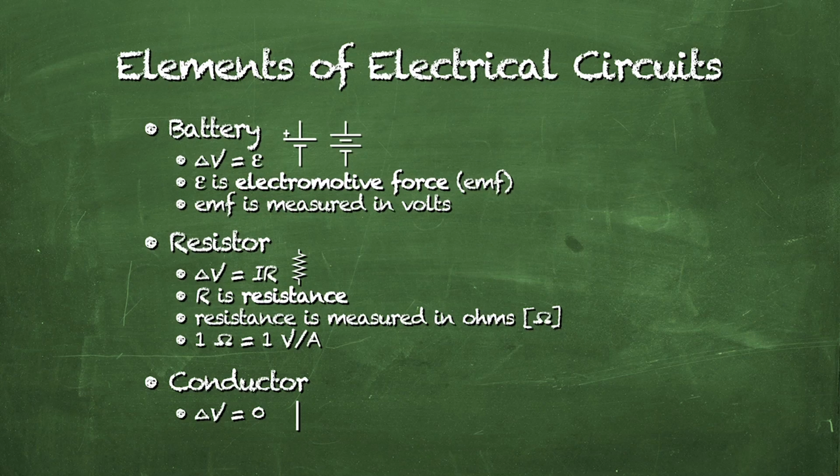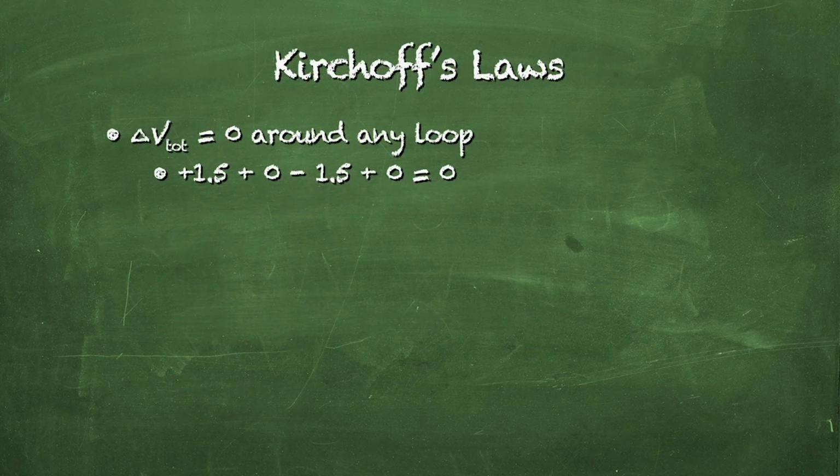Now let's talk about our fundamental equations for electrical circuits. There are 2 of them, known as Kirchhoff's laws. Kirchhoff's first law, we'll call Kirchhoff's voltage law, is that the total change in voltage around any loop is equal to 0, or delta V total is equal to 0 around any loop of the circuit. And that makes sense. If you start off at a certain voltage and you go around a circuit and come back to the same point, then the voltage at that point will be the same as when you started. So the total of the changes around the loop must be 0.